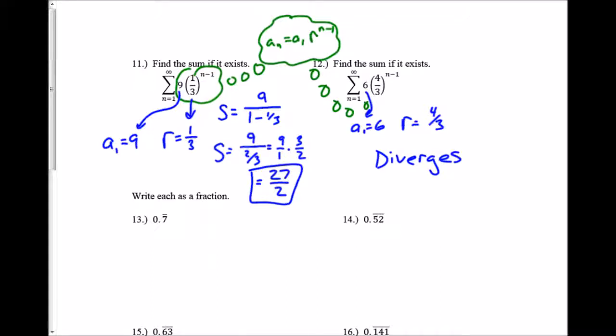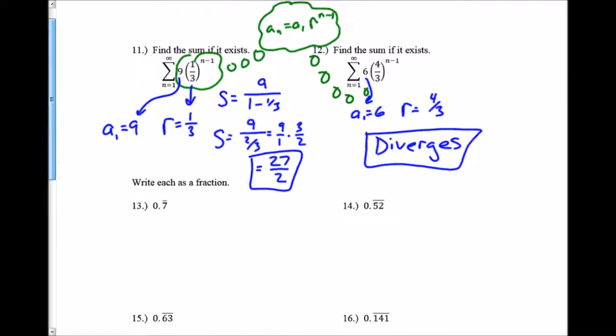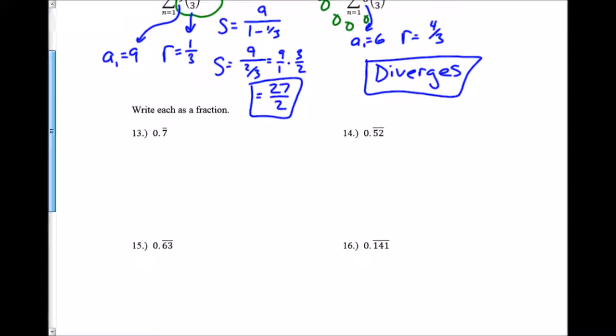For these, we want to write these as fractions. Remember, we can rewrite these as an infinite geometric series. But if I have the whole thing repeating, I've got a really great shortcut here. If I've got one value repeating, this time I just have a 7 repeating, and I put that 7 over a single 9.